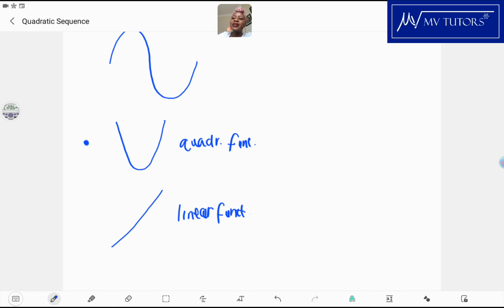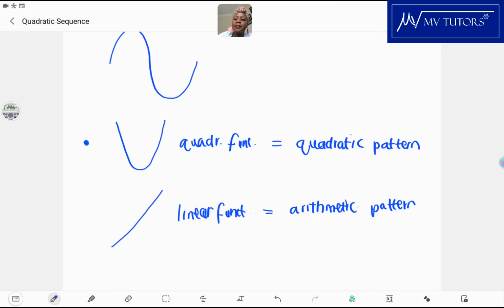Right, and this quadratic function can represent your quadratic pattern. Whenever you think of quadratic patterns, think about the parabola itself. So this is equivalent to a quadratic pattern or sequence, and this linear function would be like your arithmetic sequence or series. Okay, I'm just going to say pattern. That would come in handy if you're thinking about it.